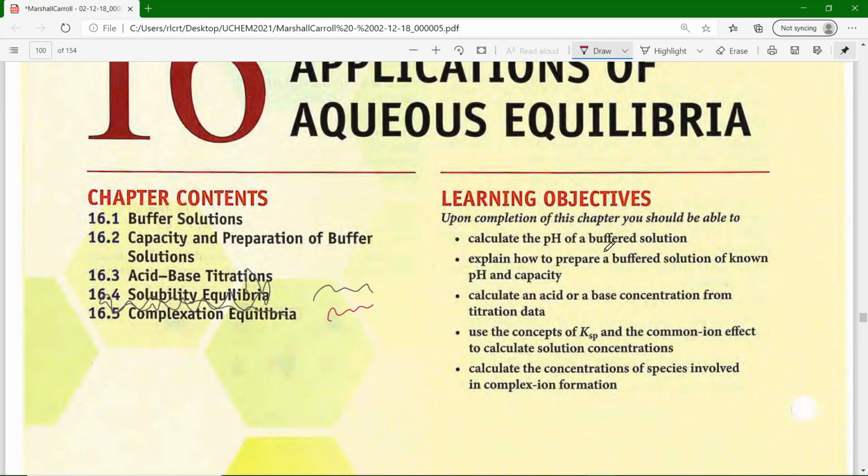Okay, so we're going to calculate the pH of a buffered solution using something known as the Henderson-Hasselbalch equation. You can look up the spelling.